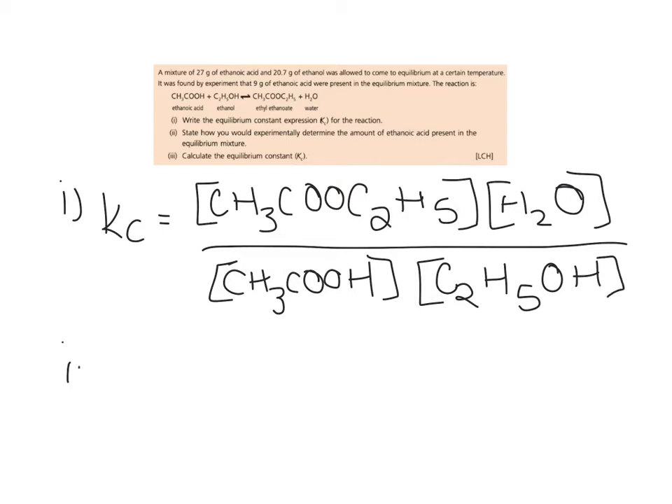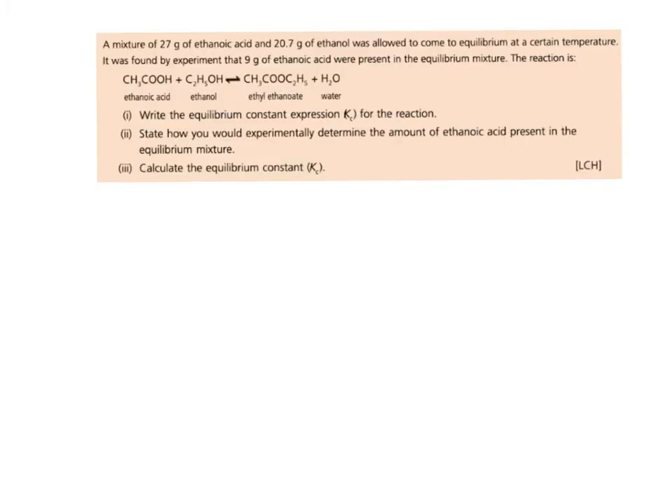The second part is asking me to state how you would experimentally determine the amount of ethanoic acid present in the equilibrium mixture. Well, ethanoic acid is, as it says, an acid, and we know one way to determine the amount of acid in something is to carry out a titration, your favourites. The final part of the question then is asking me to calculate my equilibrium constant Kc.